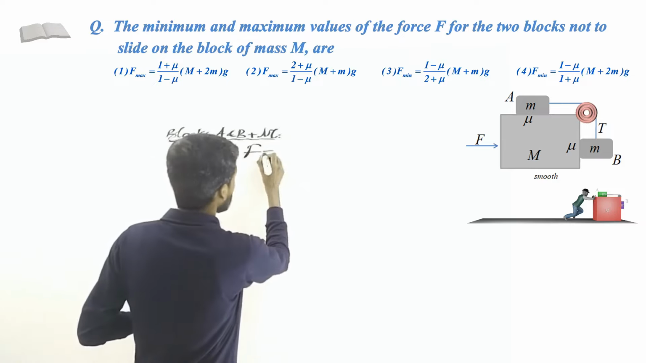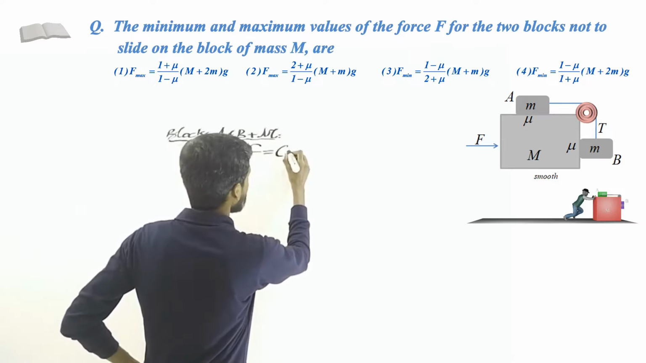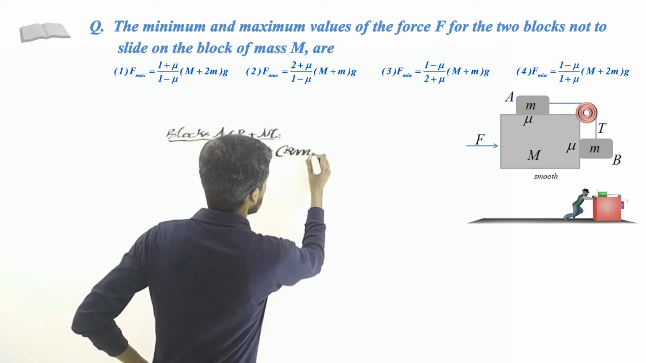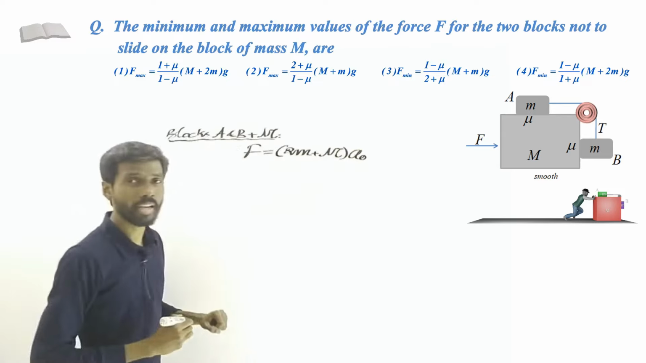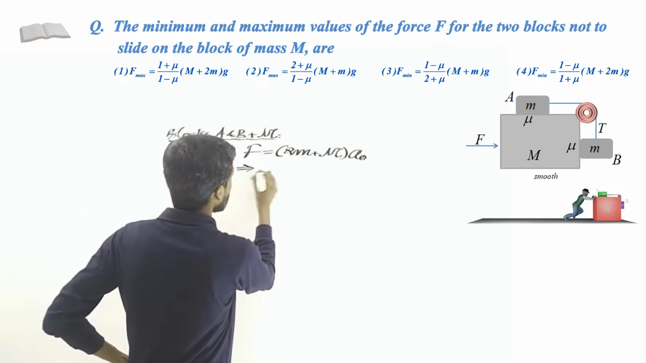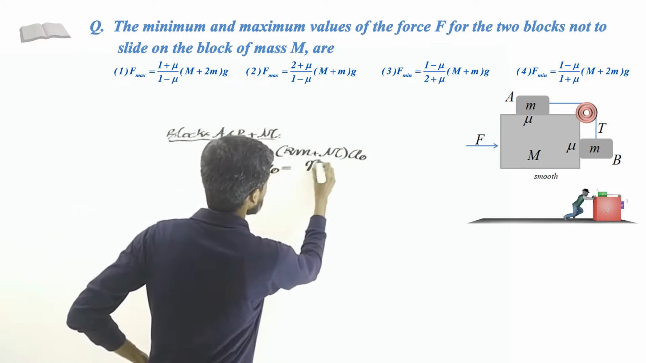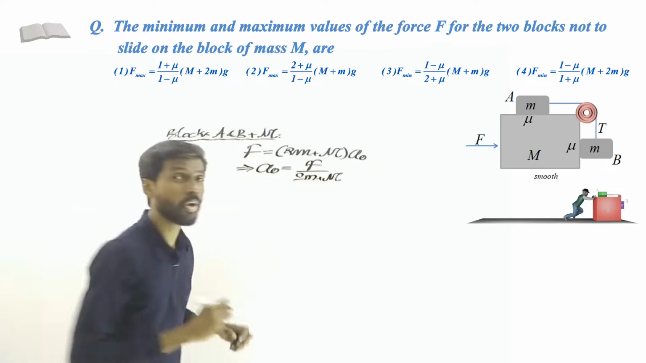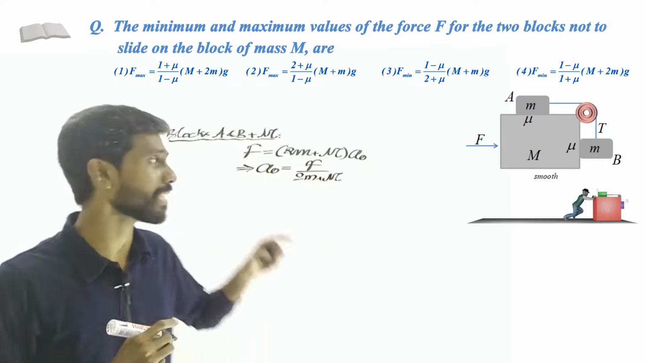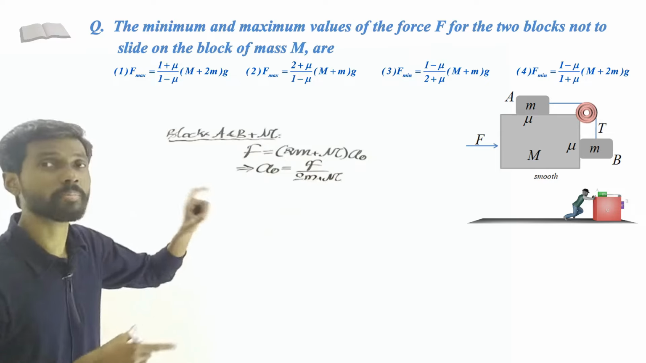So that equals mass times the acceleration. What is the mass? That is M plus M, so 2M plus the mass of the bigger block M, multiplied by the acceleration, taken as A0. So the acceleration of the bigger block is F divided by 2M plus M. That is the acceleration of the observer, right? The observer is now in the frame of that bigger block only.